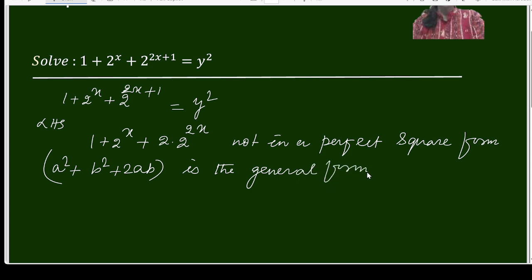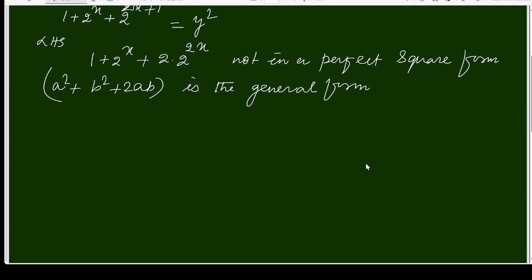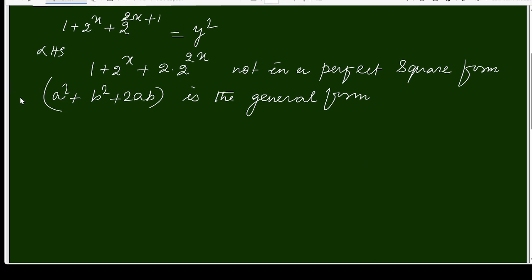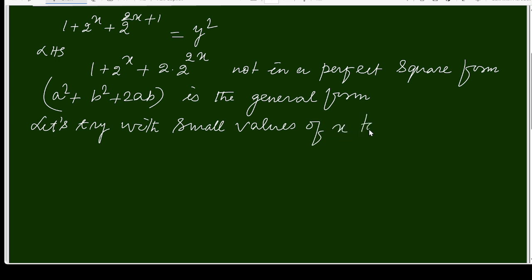So what to do? We will check with smaller values of x to find when y will be a perfect square.